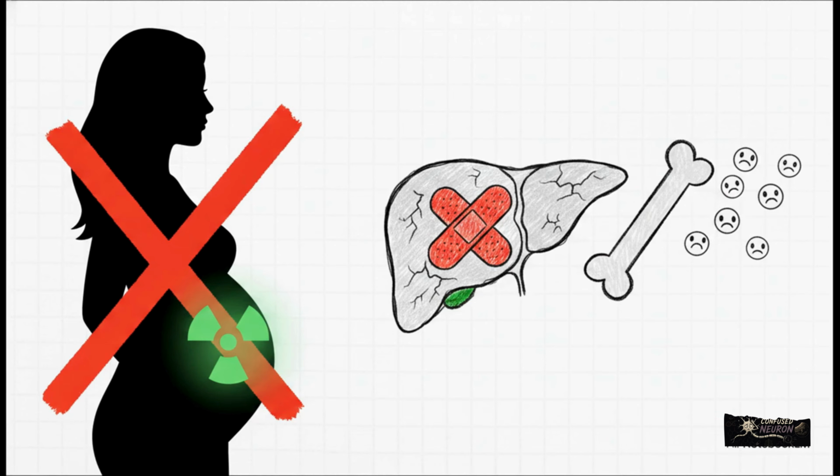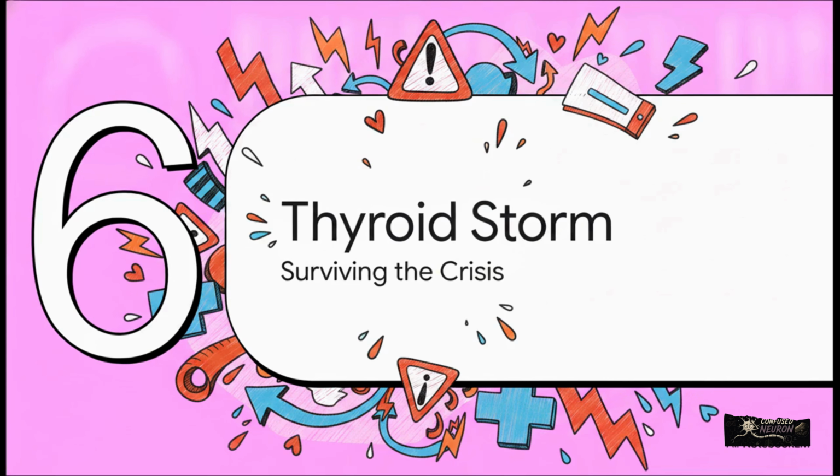This is where your bone marrow just completely stops making white blood cells, leaving you totally vulnerable to infection. And just to be completely clear here, radioactive iodine is absolutely contraindicated in pregnancy. Using it in anyone usually guarantees they will eventually need lifelong levothyroxine anyway, since you're literally destroying the gland. Section 6. Surviving a thyroid storm.